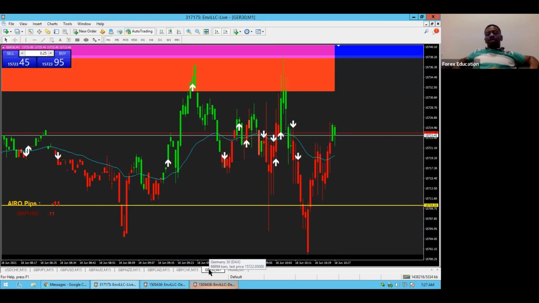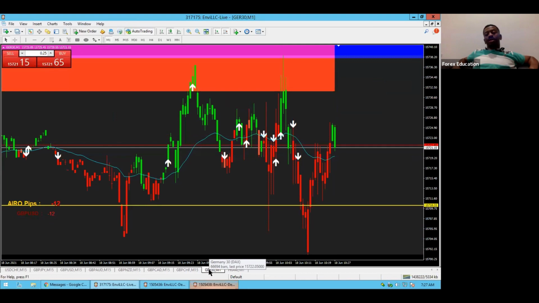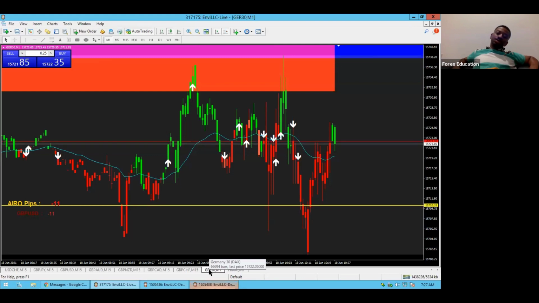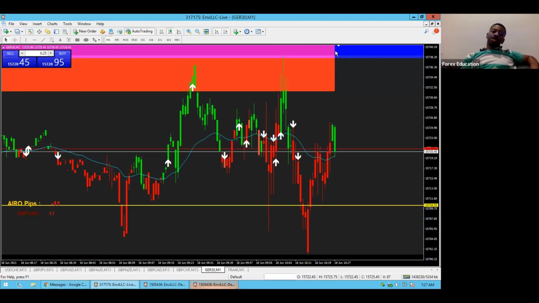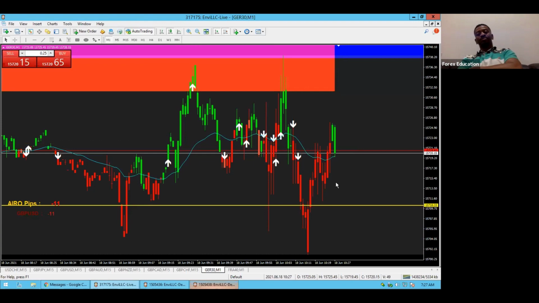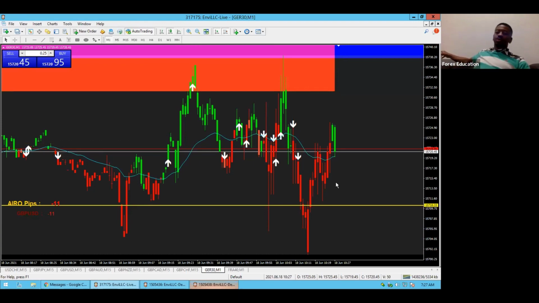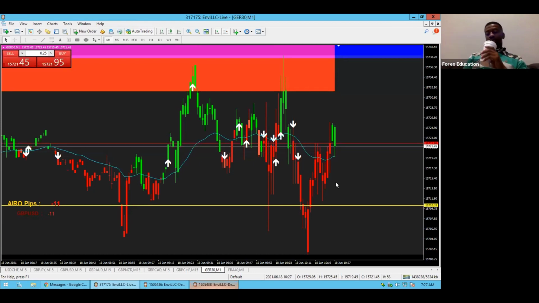Look at that. Coming to close that gap. Should have done that the first time around. That's cool. Come back, close the gap, bounce off this one more time, give us another entry so we can go ahead and catch these pips. We wait. Patience.